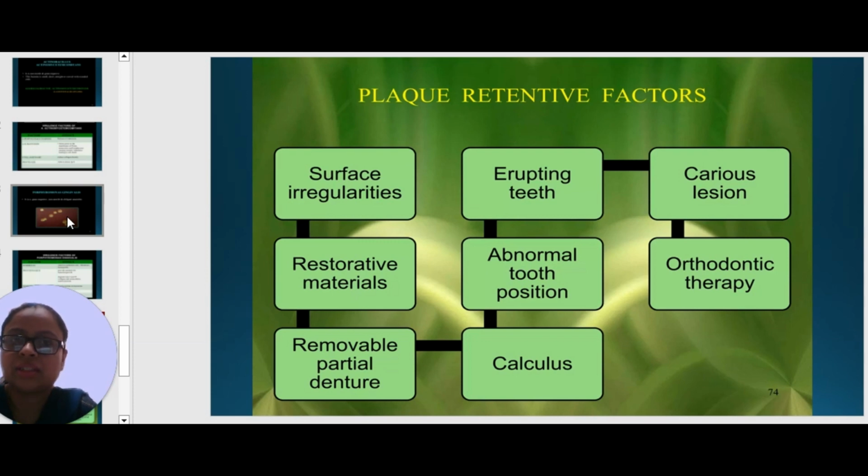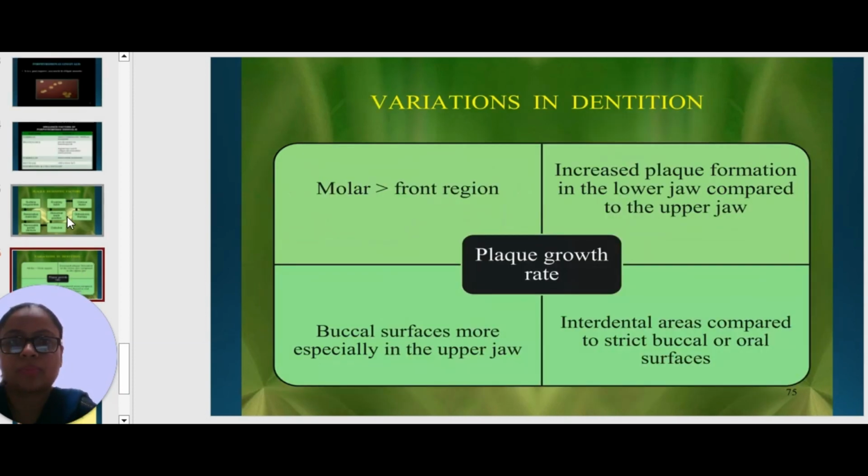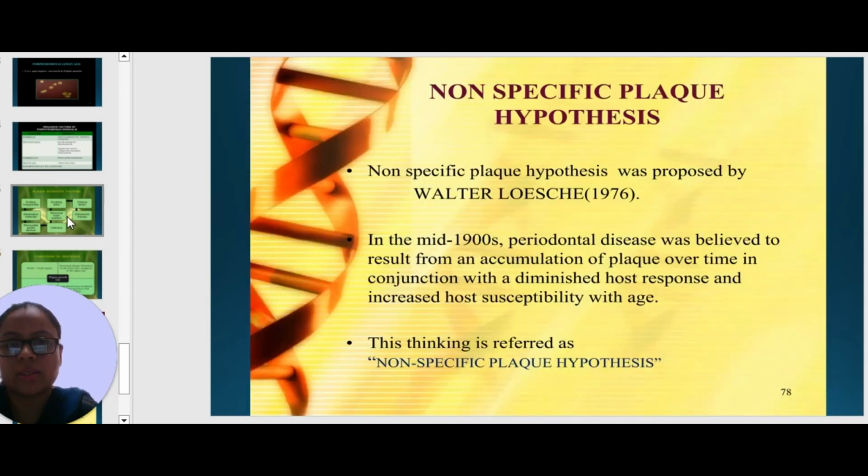Next are a number of factors that can lead to increased plaque formation at the surface. So surface irregularity, caries, the patient not maintaining oral hygiene, RPD, FPD. All these increase the incidence of dental plaque inside the oral cavity. Variation in dentition: there is more calculus formation in the molar area as compared to anterior, and plaque formation is more in the lower jaw as compared to the upper jaw, and the maxillary buccal surface is most commonly involved with dental plaque and calculus.